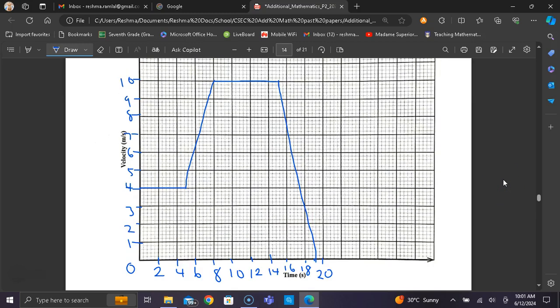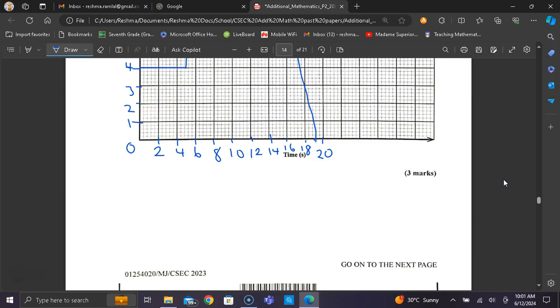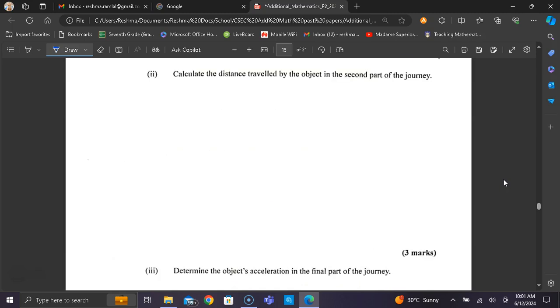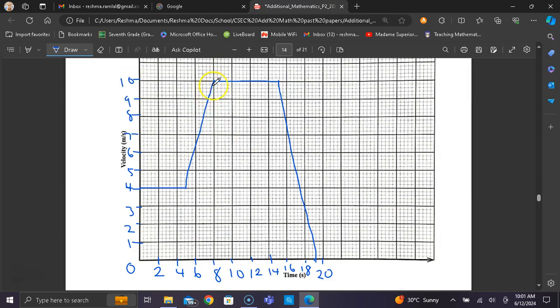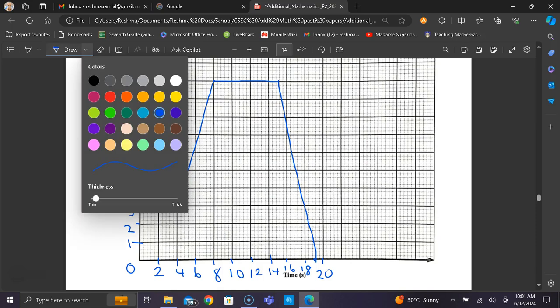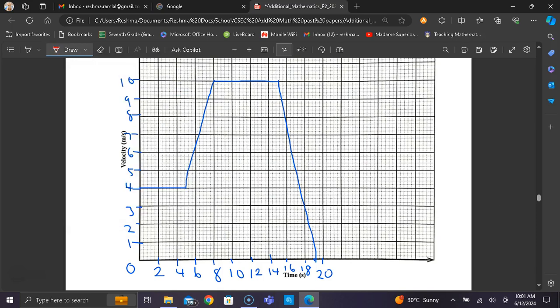All right, so let's go on to part 2. Calculate the distance traveled by the object in the second part of the journey. So in the second part of the journey, which is this part here, I'm just going to use a different color, and make the shape for that second part of the journey. And you will see that it's a trapezium.